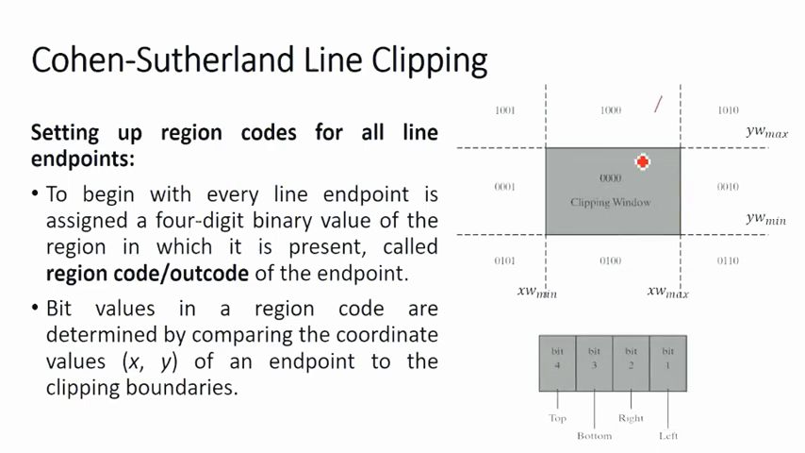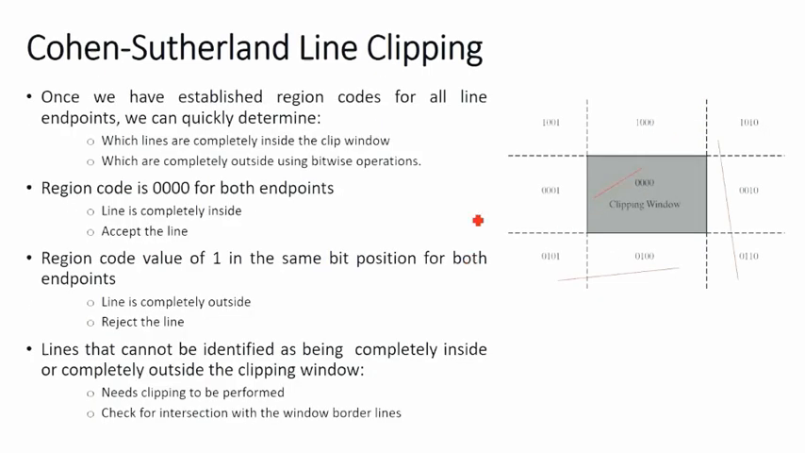If I have a line like this, I find the outcode of this and this. After that, I'll consider one of these 2 lines. So let's consider these 2 endpoints. Let's say I consider this endpoint. Then I'll take both the endpoints and I'll apply OR operation between them.